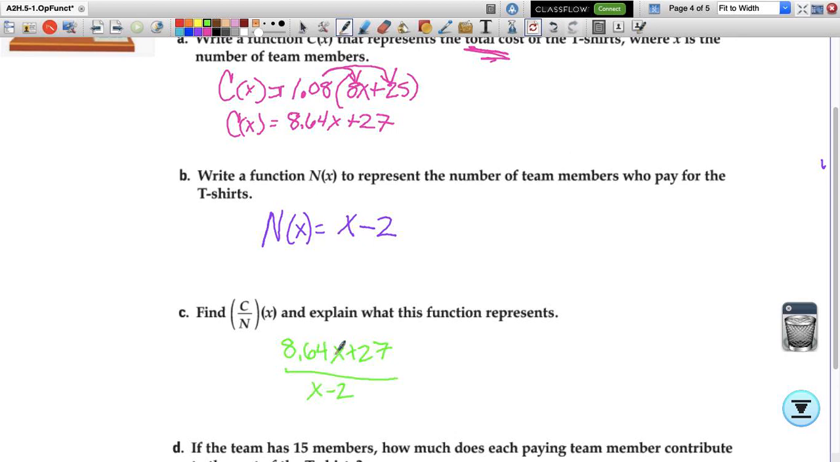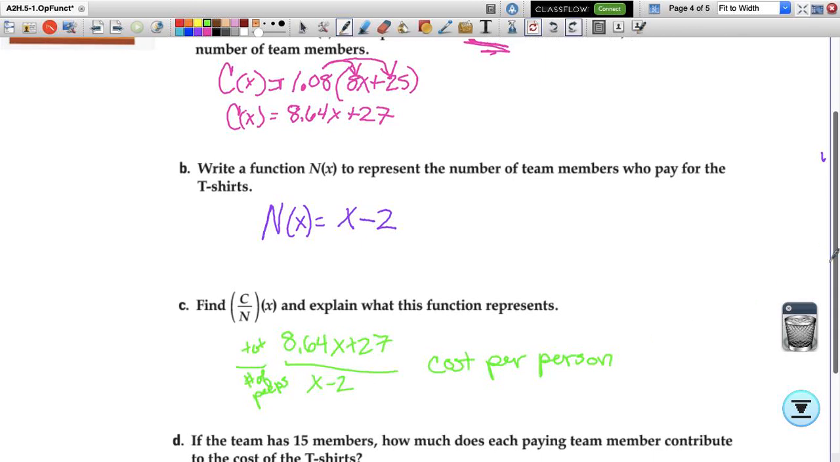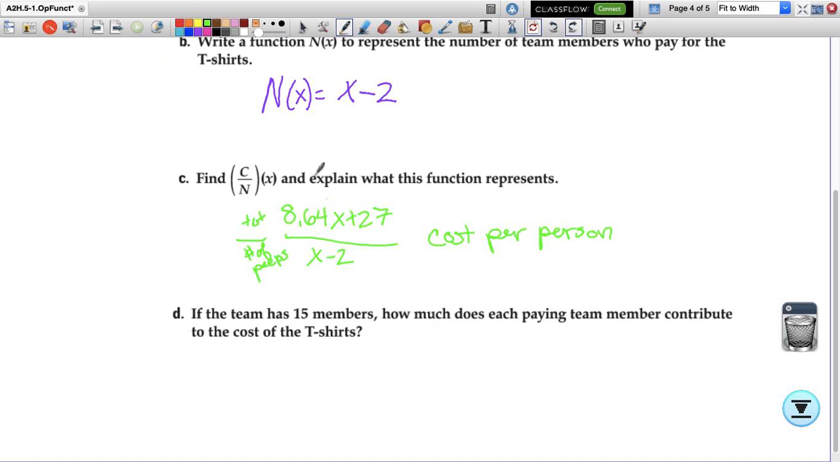And what this means, folks, is that this would actually represent the total cost divided by the amount of people, right? That's what C is, total cost. This is the number of people paying. So this is the cost divided by number of people, or the cost per person, okay? That's what this will represent, the cost per person. And again, I figured that out because this represents total cost. This is division. This is the number of people, cost per person.